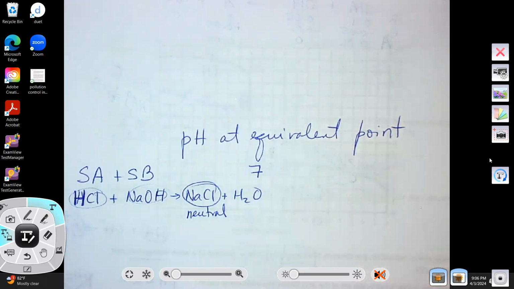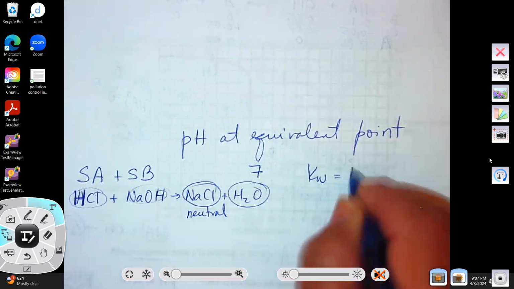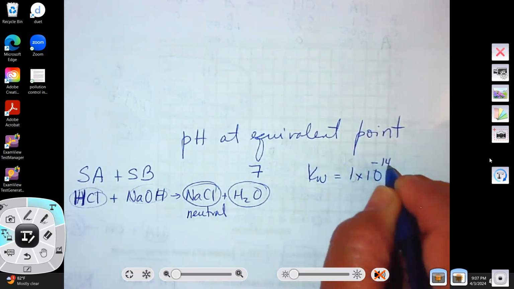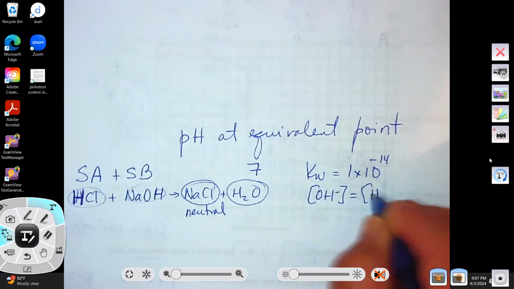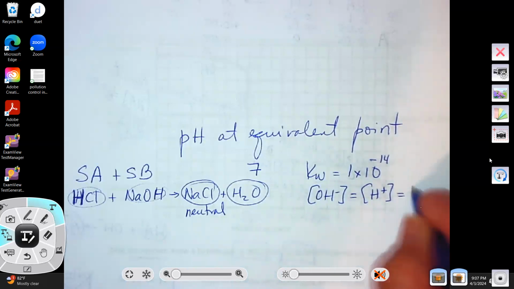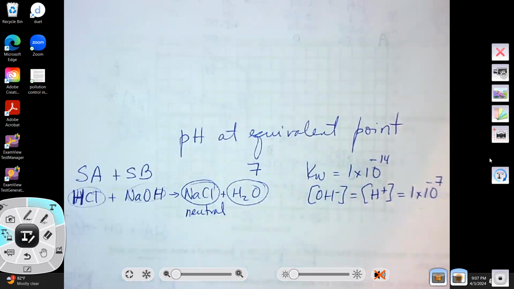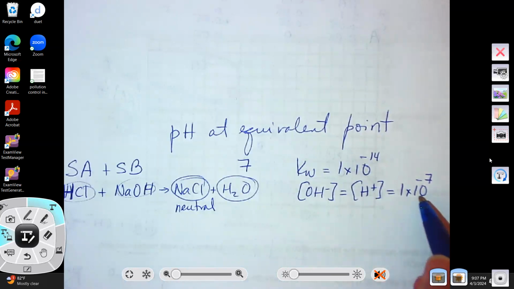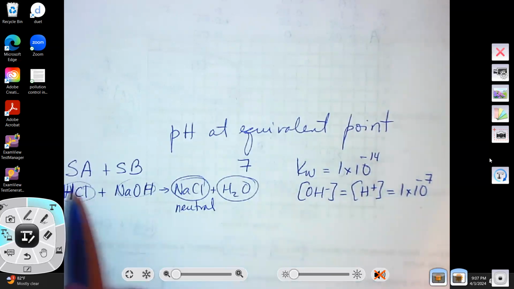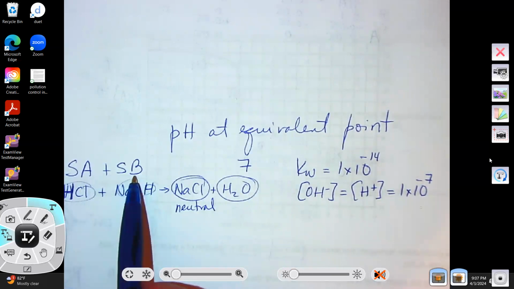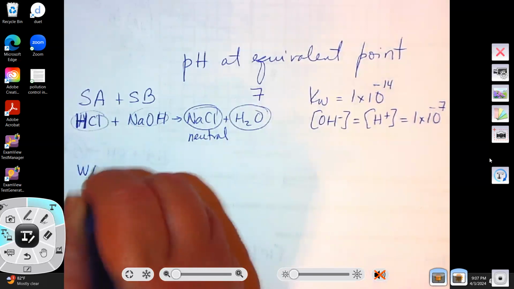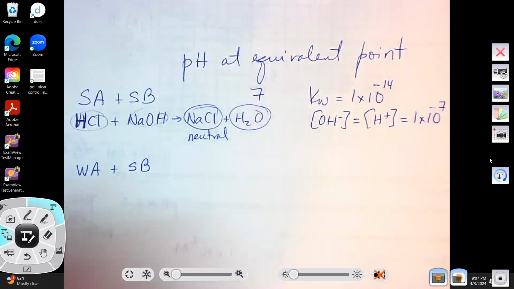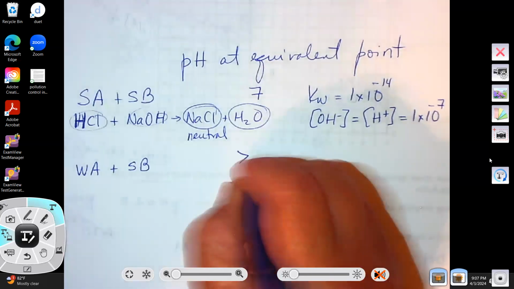So the pH at the equivalence point is due to the Kw of water. Now remember, the Kw is 1 times 10 to the minus 14. So that means the concentration of OH minus equals the concentration of H plus at 25 degrees Celsius, and that's going to be 1 times 10 to the minus 7, which is why the pH is 7. But that is only true when you have a titration between a strong acid and a strong base. If your titration is between a weak acid and a strong base, that pH is always going to be greater than 7.